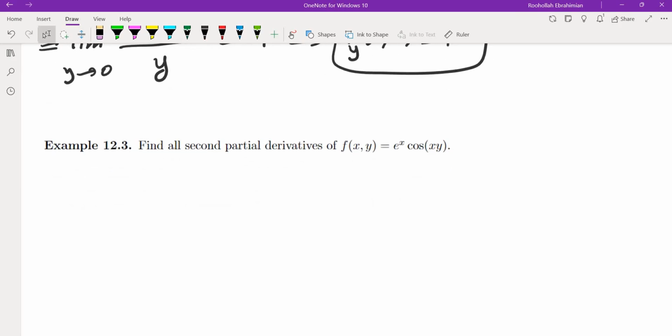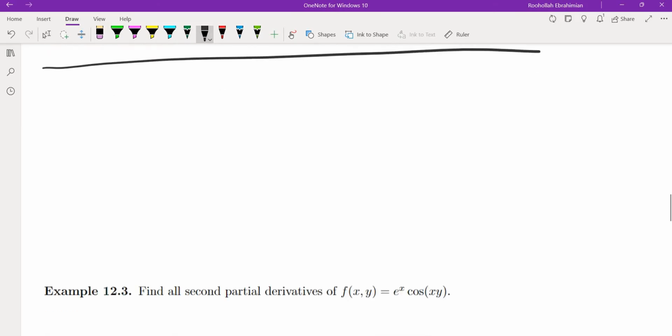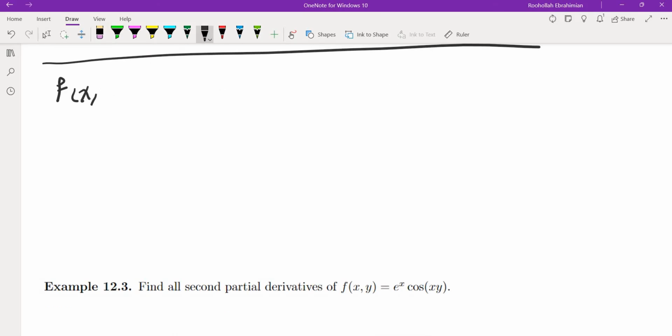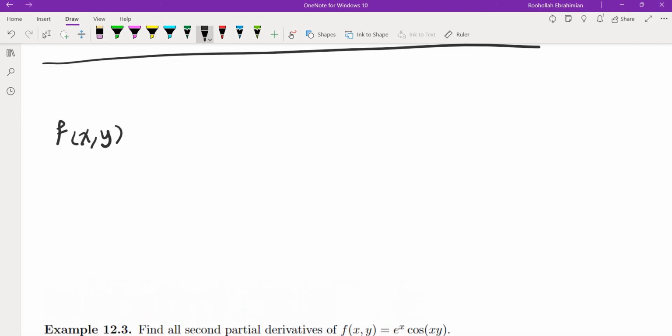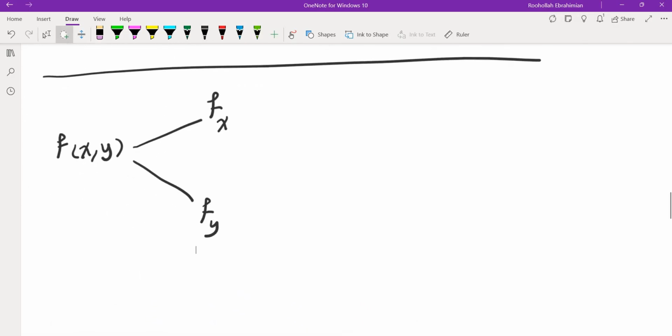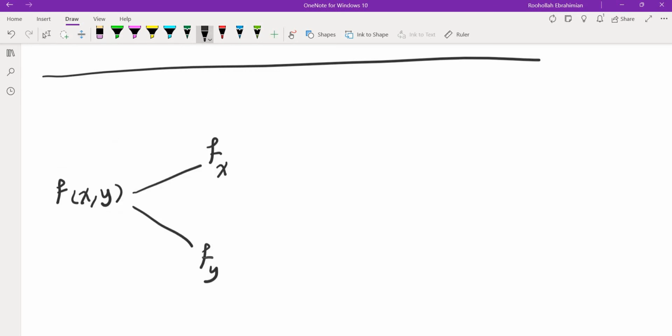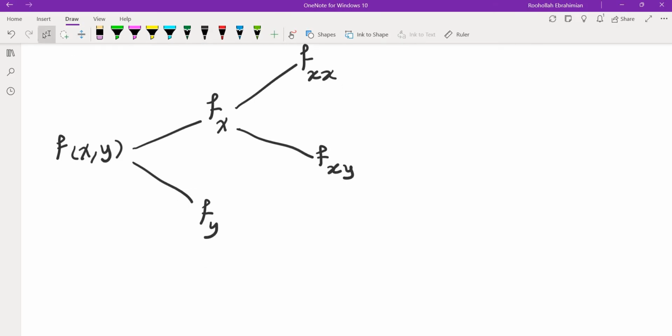Okay, so now given a function, we can also look at second partials of that. If you look at a function f of x,y, we have two first partials, f sub x and f sub y. But then we can take the derivatives of each one of these. We can take f sub x and take the first partial of this one and first partial of the first partial. So those are the second partials. And we can take f sub y and take the derivative of that with respect to x or y.